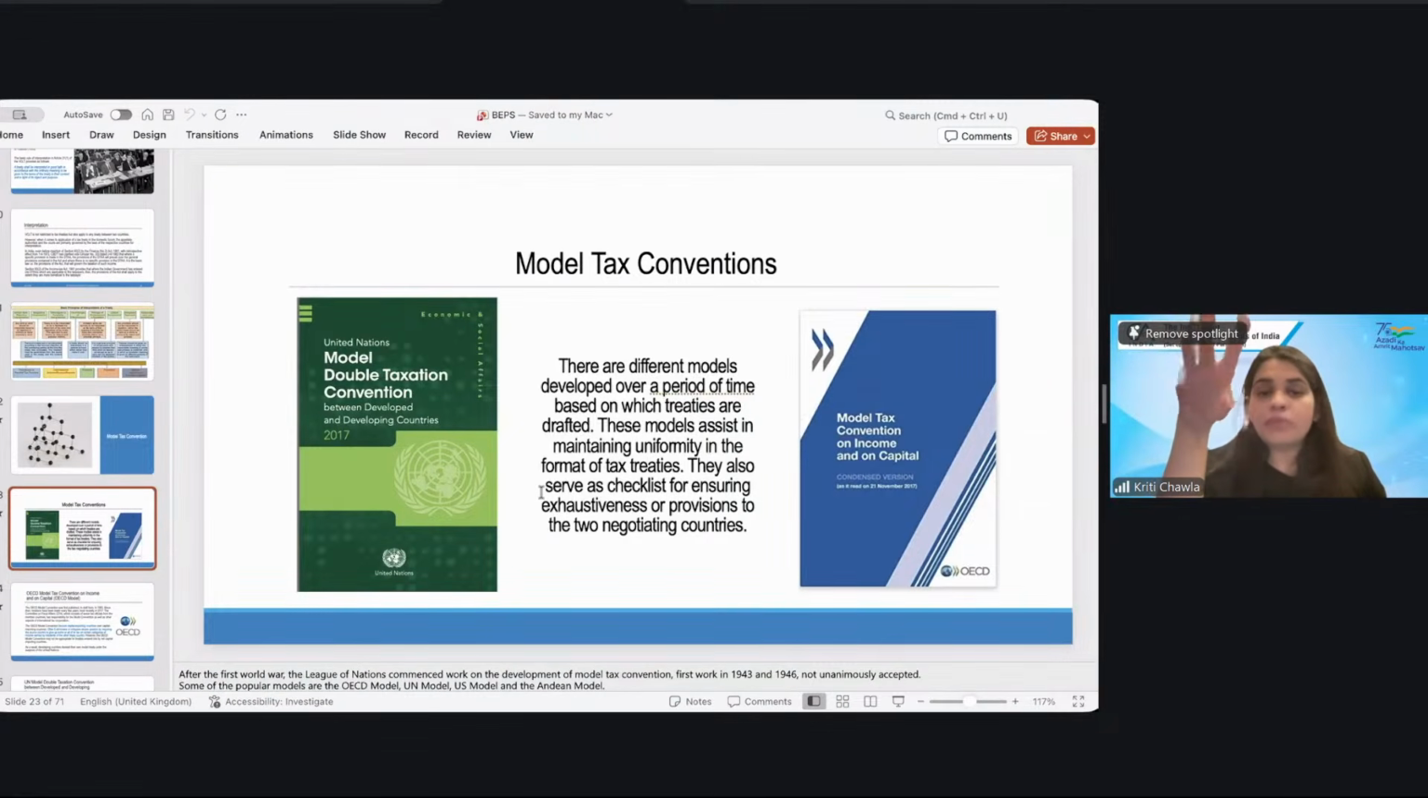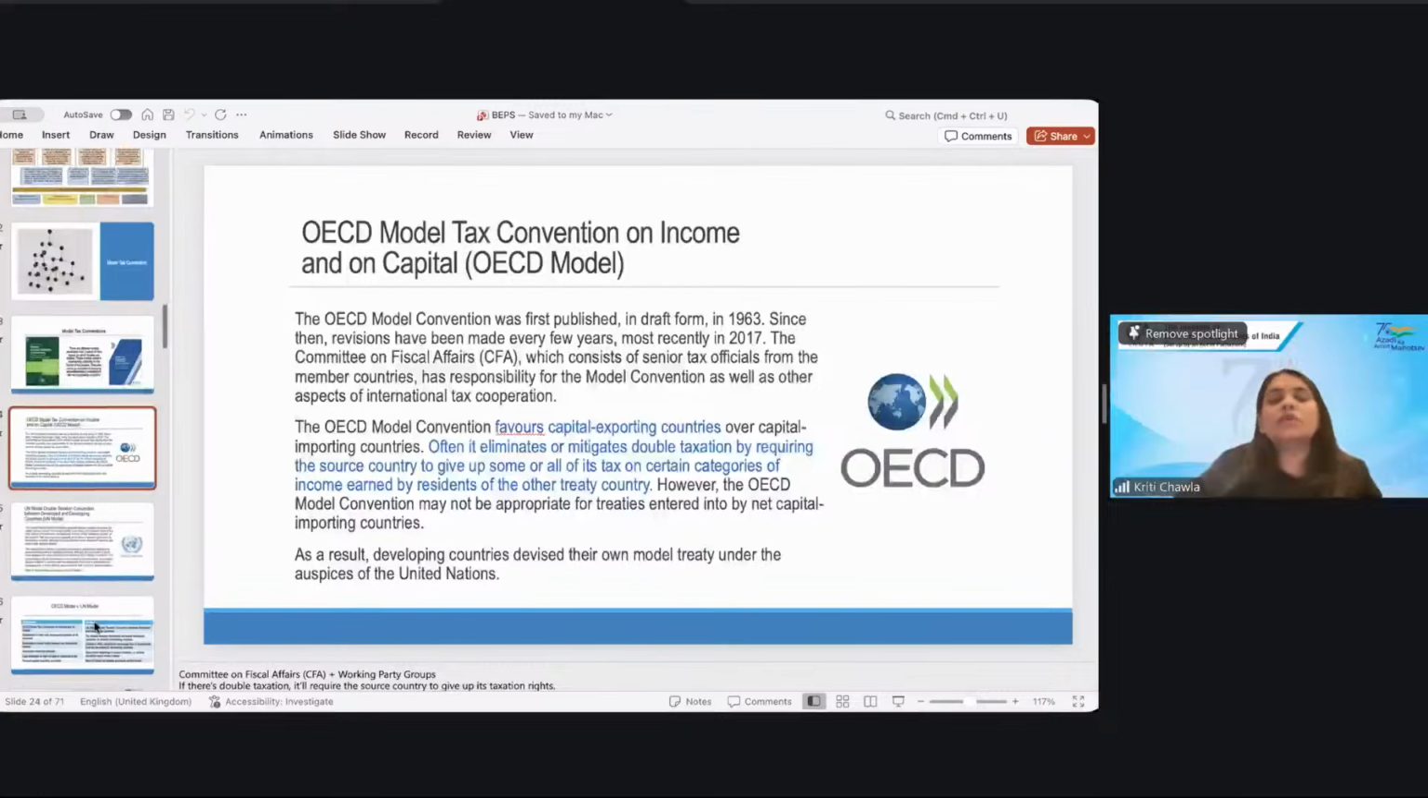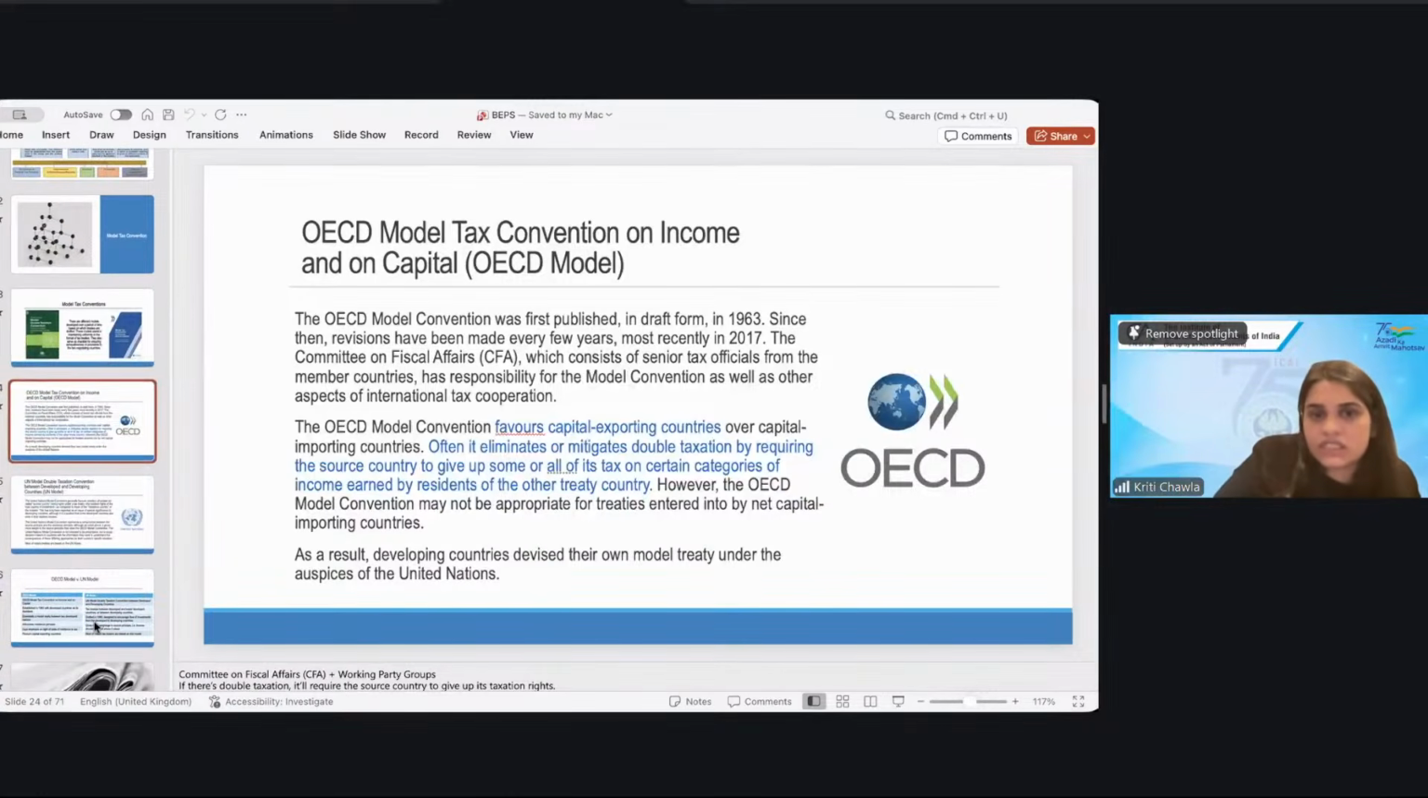So these are two model tax conventions that are provided here. Some of the popular ones, this is what I've mentioned here: the United Nations Model Taxation Convention between developed and developing countries, and the OECD Model Tax Convention on Income and on Capital. There are other models also. There is also something called the US model out there. But these are the popular ones, the UN and the OECD models. So let's start with discussing what exactly this OECD model is.